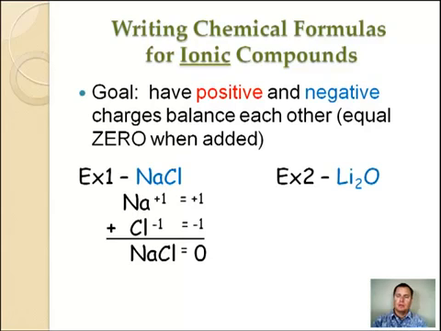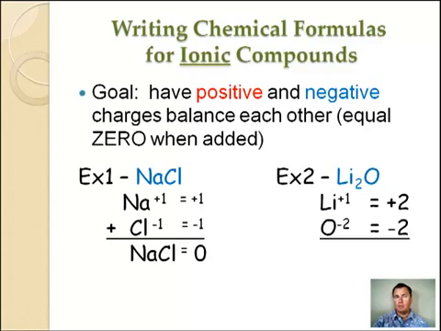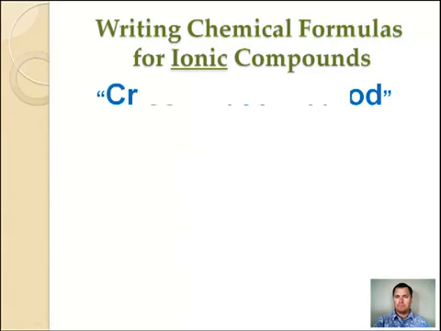How about this one? Lithium oxide. Lithium is a +1. There's 2 of them, right? We got 2 of them here, so we have a +2 charge. Oxygen, if we look on a periodic table, has a -2, so +2 plus -2 is 0. Okay. Well, we could go through and figure them out that way, but there's an easier way rather than writing charts out like this, and we call that the crisscross method.